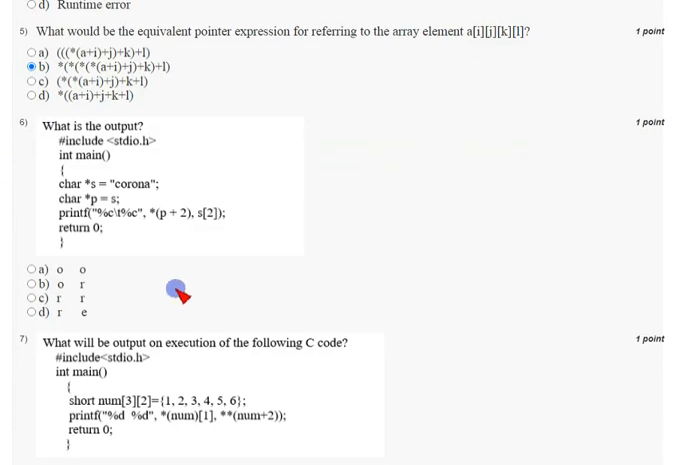Coming to the sixth question, what is the output? And they have given a small program. The answer for the sixth question, that is the output, is option C, that is double R and R. So mark option C as the correct answer for the sixth question.